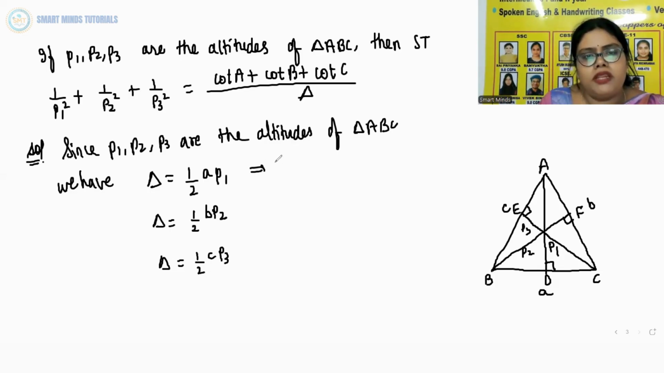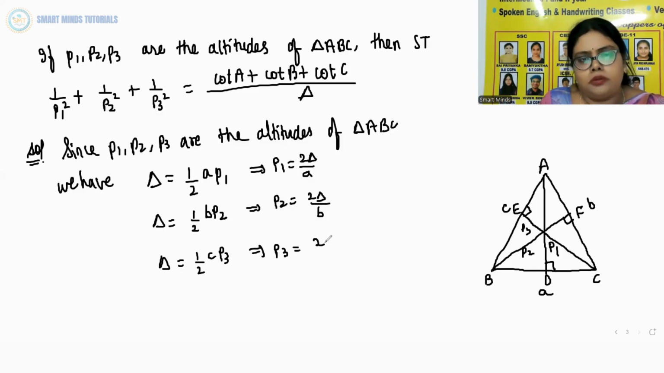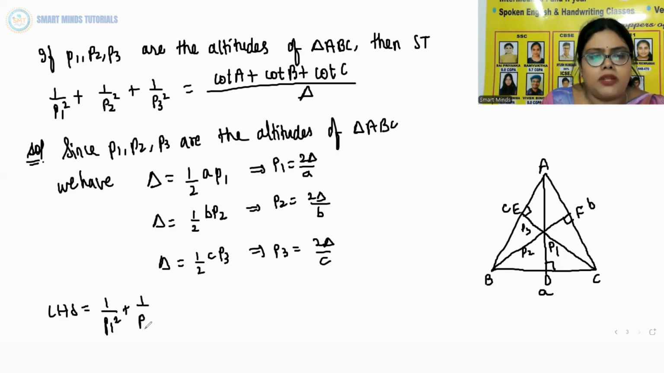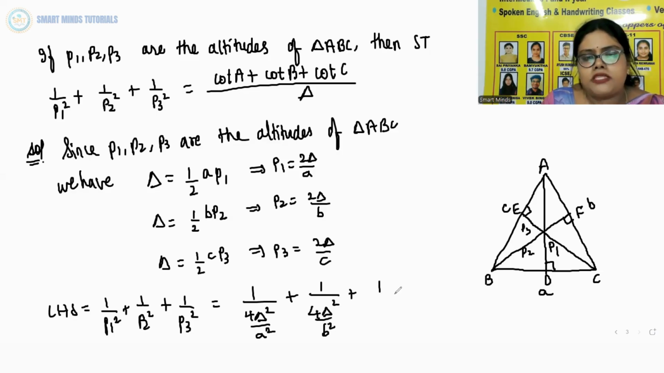So from here we will get P1 is equal to 2 delta by a, P2 is equal to 2 delta by b, P3 is equal to 2 delta by c. Now you got P1, P2, P3. After this we will take LHS. LHS is 1 by P1 square plus 1 by P2 square plus 1 by P3 square. That is 1 by (4 delta square by a square) plus 1 by (4 delta square by b square) plus 1 by (4 delta square by c square).